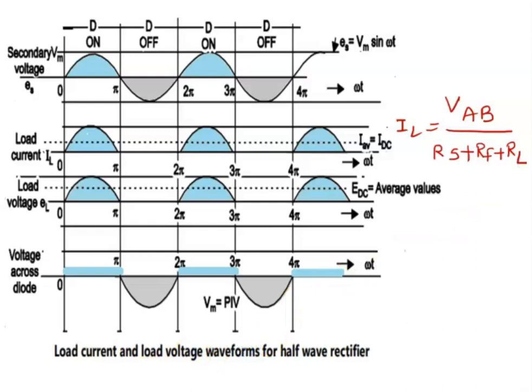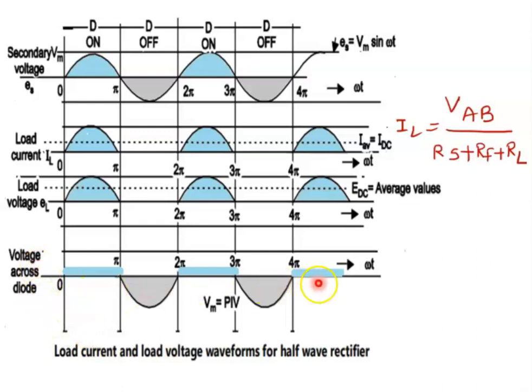As the circuit delivers the power to the load during only the half cycle of the AC voltage, therefore this circuit is called a half-wave rectifier circuit. Now look at this last waveform. This is nothing but the waveform of voltage across the diode.